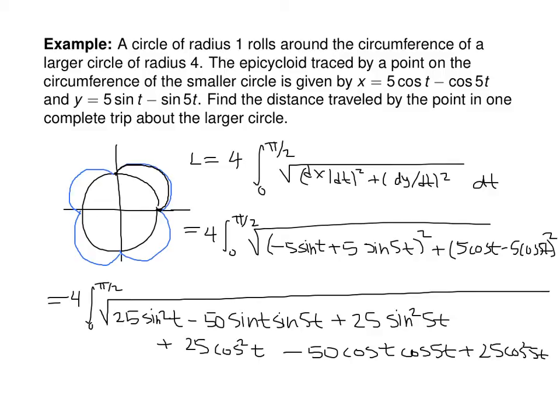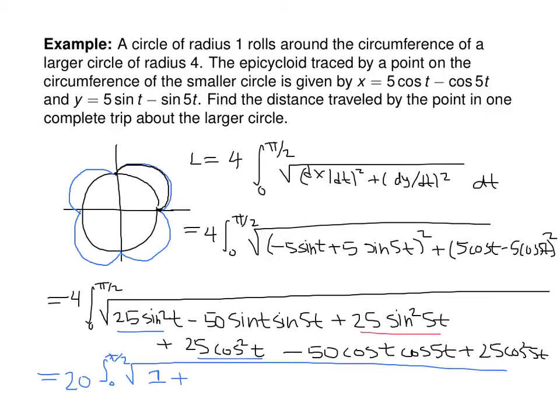Okay, now what we can do first of all is factor out a 25, which would give us outside the integral 4 times 5, or 20. Okay, good. Got that much. 0 to 2 pi over 2. Now, inside the root, this sine squared plus that cosine squared is 1. And this sine squared plus that cosine squared is also 1 because the angles inside match. And then the other portion we have is minus 2 times sine t sine 5t plus cosine t cosine 5t.